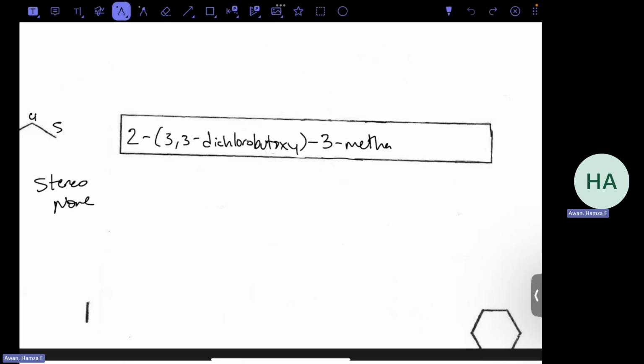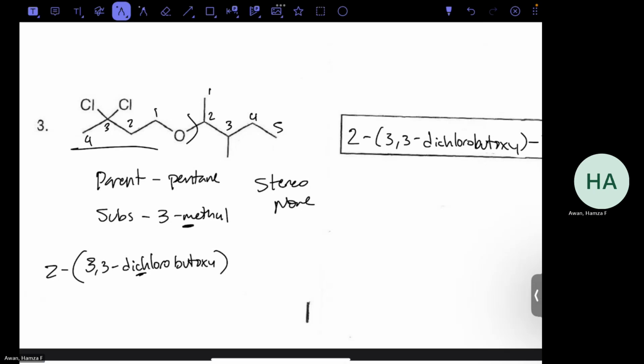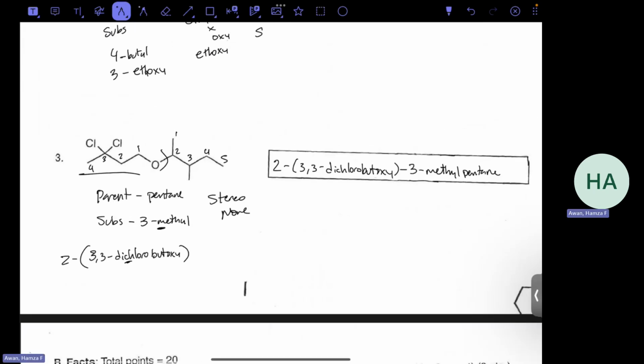Methyl, 3-methyl. Any questions on that? If there are no questions, we're going to go on to the facts section. Yeah.